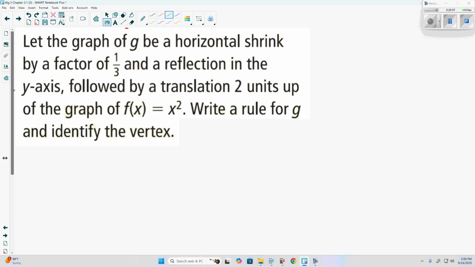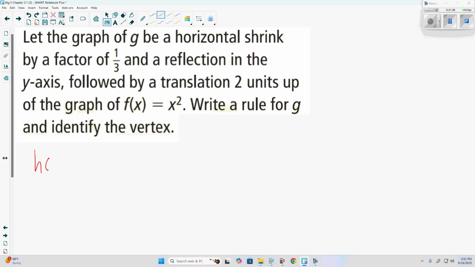Let the graph of g be a horizontal shrink by a factor of 1/3, and a reflection in the y-axis, followed by a translation 2 units up of the graph f of x equals x squared. So this one here is very similar to what we would do for 33. The first thing we have is a horizontal shrink by a factor of 1/3.